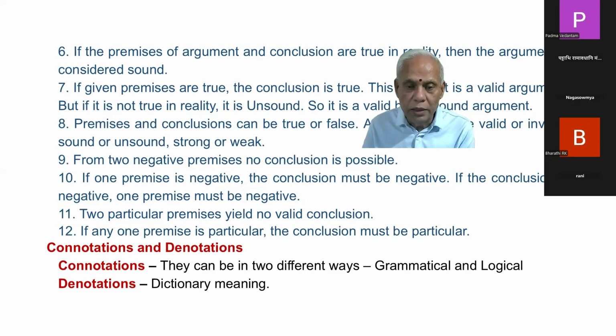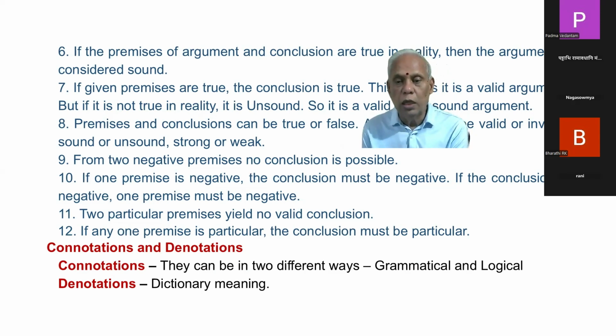Two particular premises yield no valid conclusion. Two particular premises means saying some are good and some are honest. You cannot come to any definite valid conclusion. If any one premise is particular, the conclusion must be particular. If one of the two given premises is a particular premise, addressing only a part of the total population, the conclusion also goes as particular. We can see examples later. So these are the rules relating to these things.